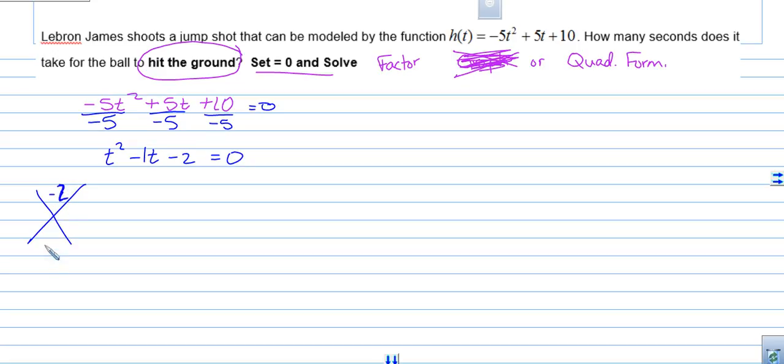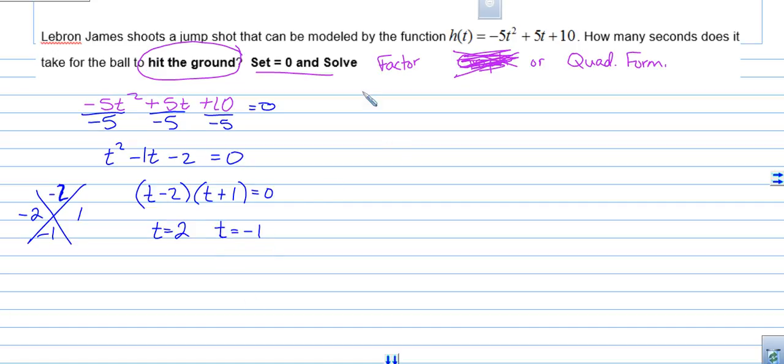And then I need a negative 1 on the bottom, and then you get a 2 and a 1 are the only things that will multiply to give you a 2, and then to get a negative 1, you need a negative 2 plus 1, which is negative 1, and negative 2 times 1 is negative 2. So then you get t minus 2 and t plus 1 equals 0. Okay? And then you get t equals 2, and t equals negative 1.